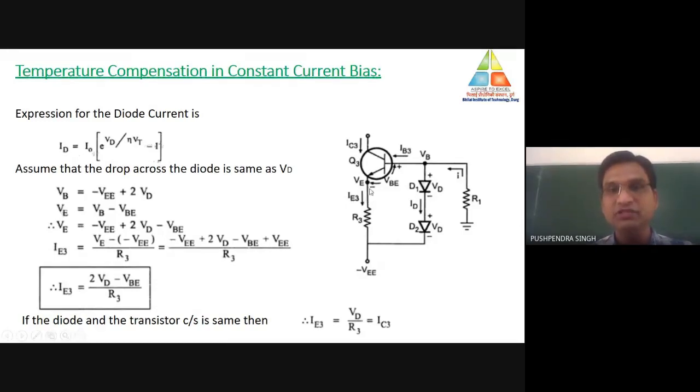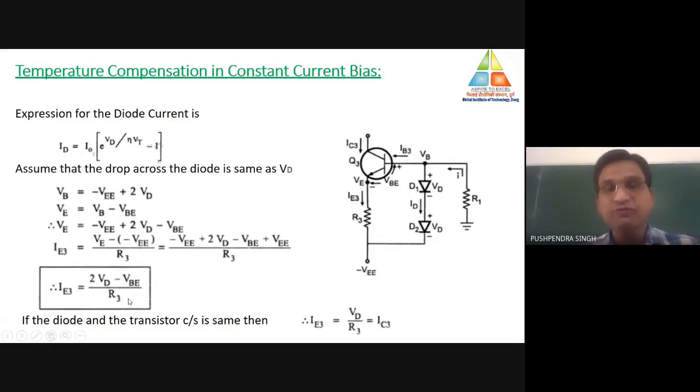This voltage will be what? VB minus VBE. Now substitute the value of VB. So VE is equal to minus the negative supply plus twice VD minus VBE. And after some simplification, I am getting the value of current IE3 as twice VD minus VBE3 divided by R. So that is the value of current I3 when two diodes are replaced here, in the original constant current biasing circuit.